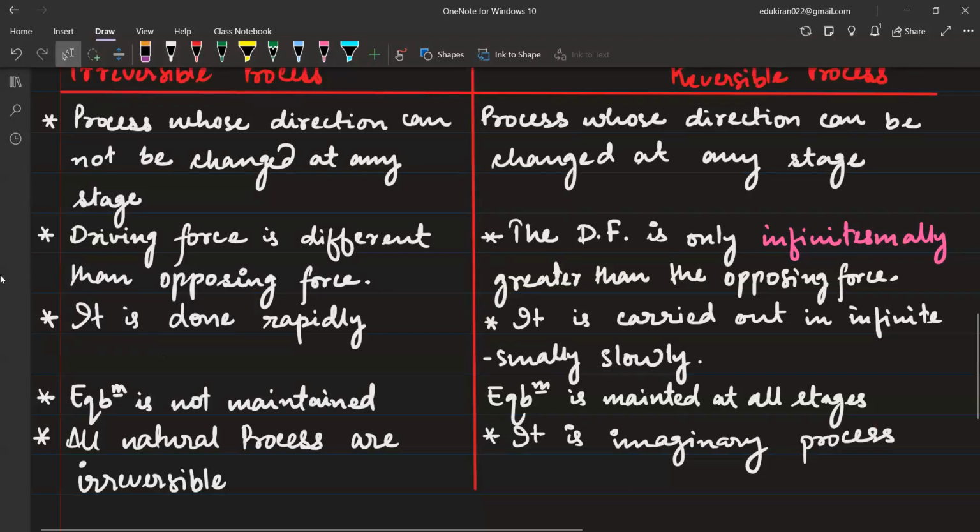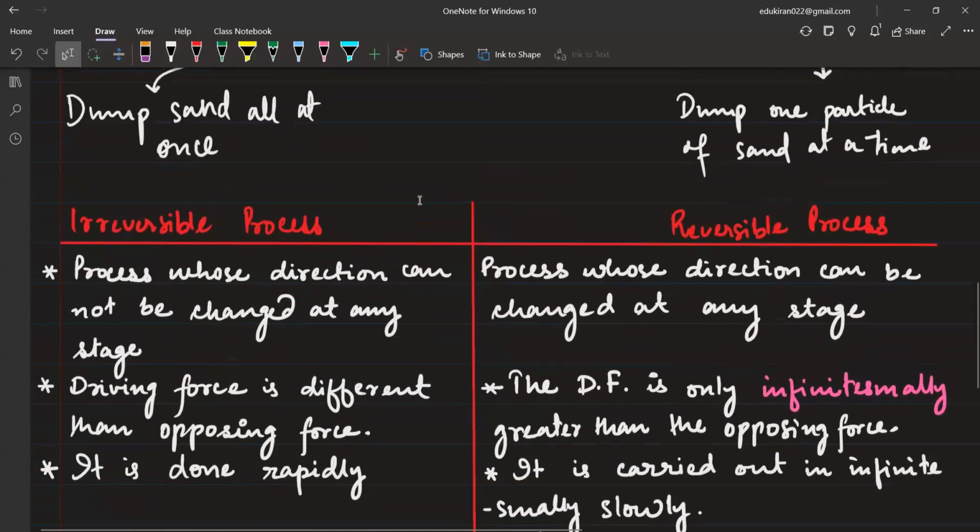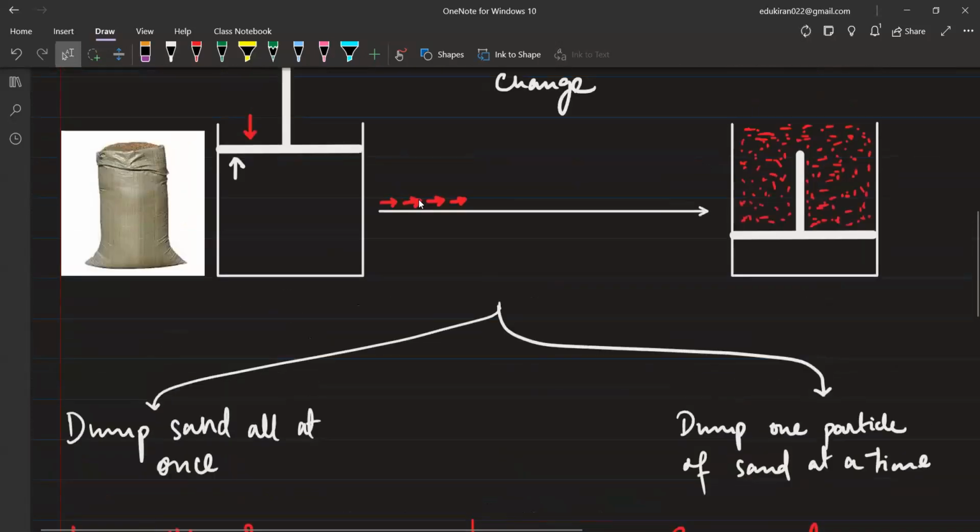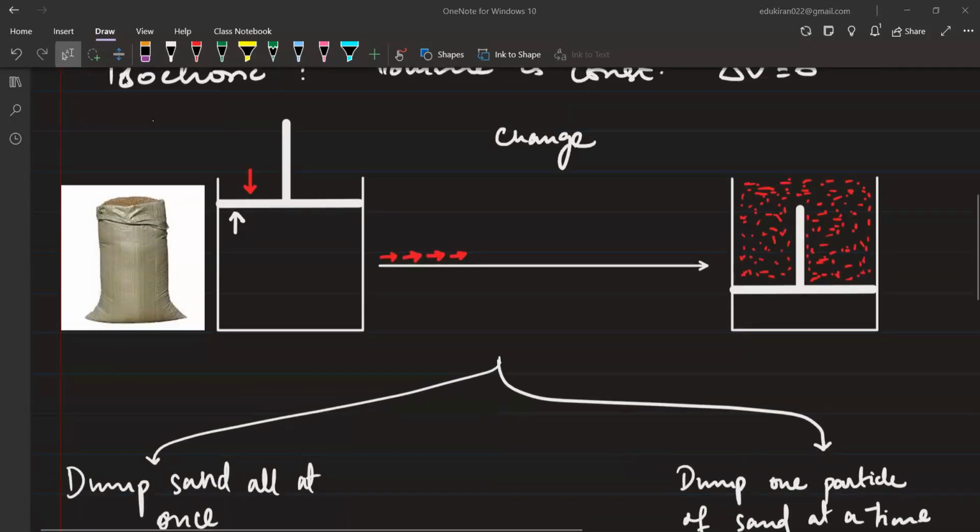Now understand this carefully. Please don't think that if you see reversible and irreversible, in the definition, we are saying that we cannot pour back whatever sand we have poured here in the piston, that we can't pour it back to the sac. We can pour it back to the sac, but that is another process, that is another change happening.